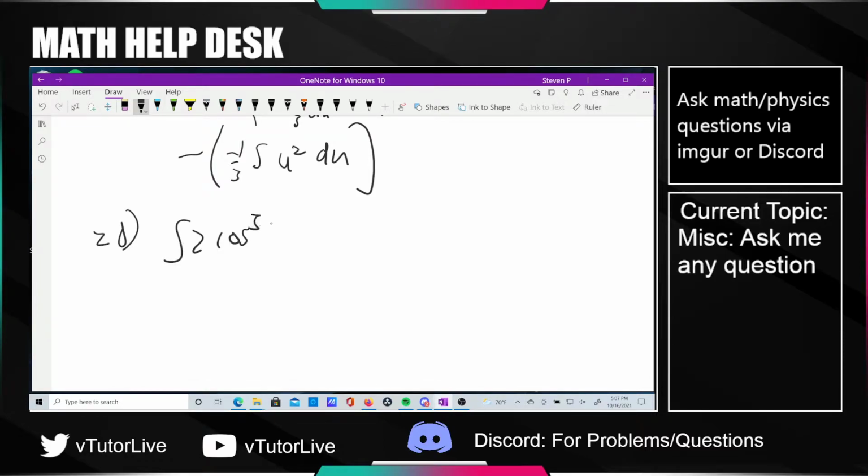2 cosine cubed of 3x dx, problem 20, is basically the exact same idea, right? There's really great symmetry between sine and cosine. So if you know how to do this problem with sine, okay, the 2 doesn't really matter, right? This is just a constant that pops right out of the integral.